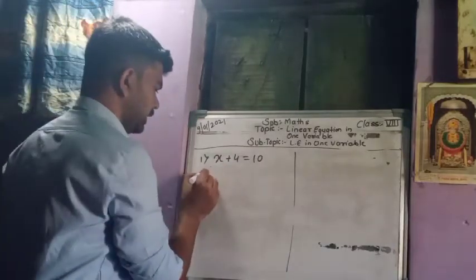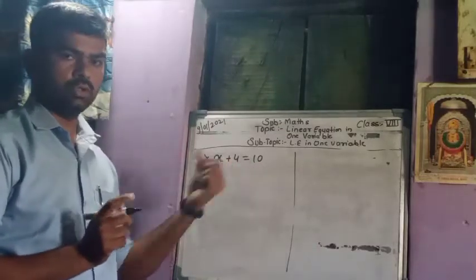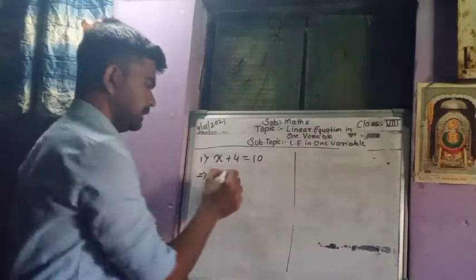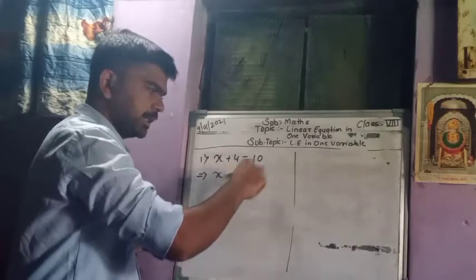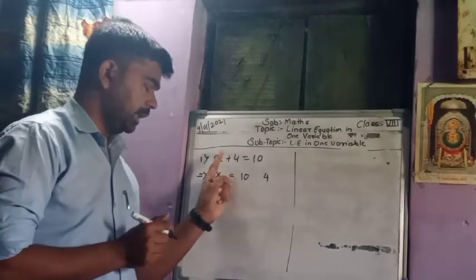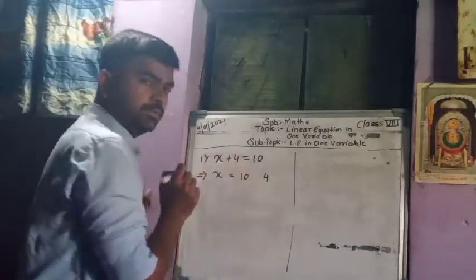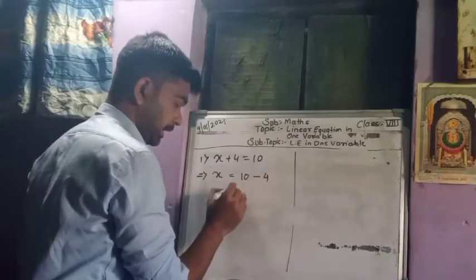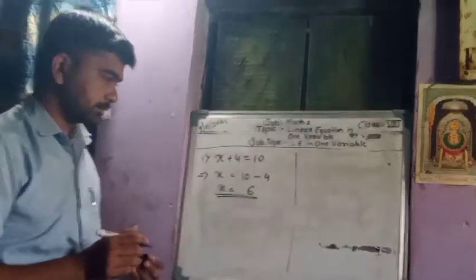How can we solve it? Here one variable is there and there are two constants. So we have to put the variable at the same place. Then we have to take this 4 from the left hand side to the right hand side. Here it is a plus 4, so we have to convert this sign into minus. That is 10 minus 4 is 6, so we get the answer x equal to 6.